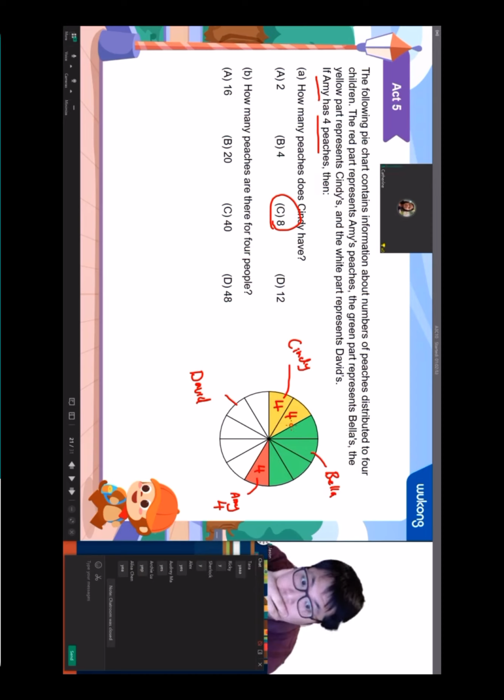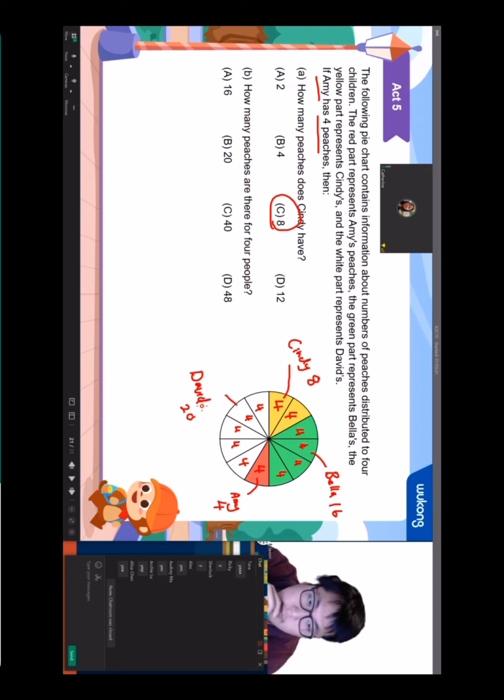So there's 4 on Amy, and then 4 plus 8 because Cindy has 8, and then Bella has 16. Good. We have 4 pizza slices. That's right. And David has 20. Good, because we have 5 pizza slices. Good.